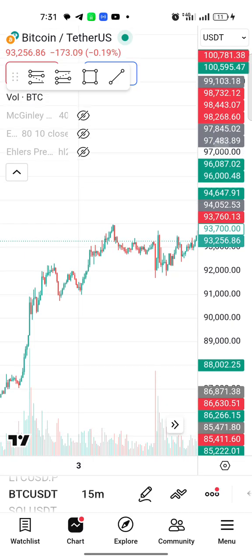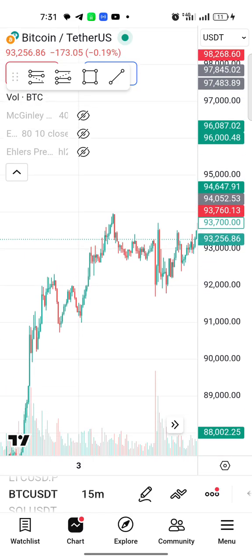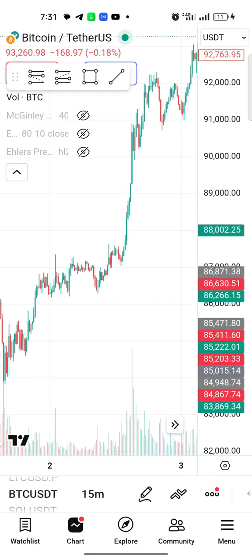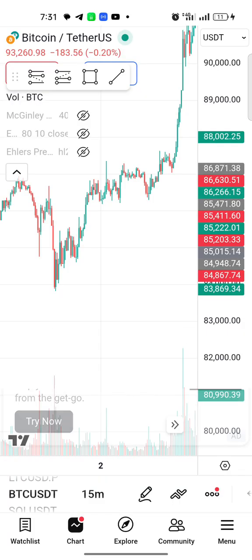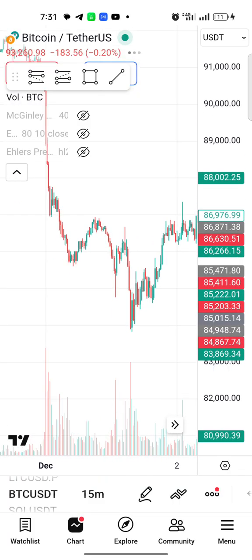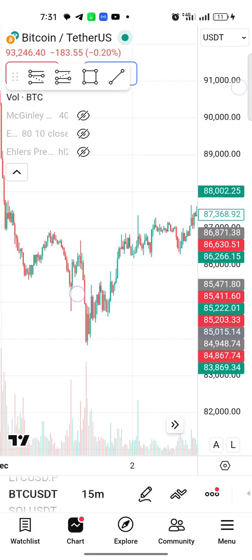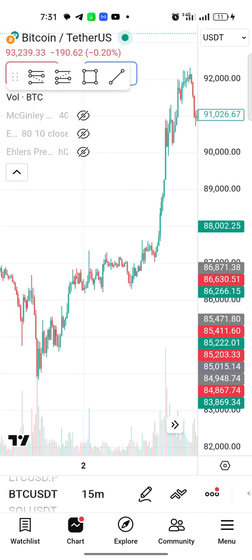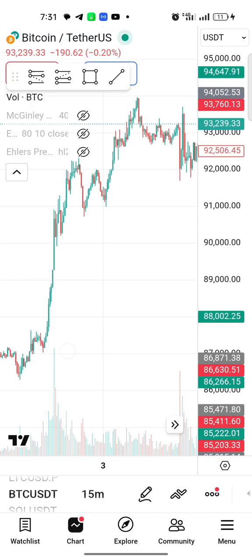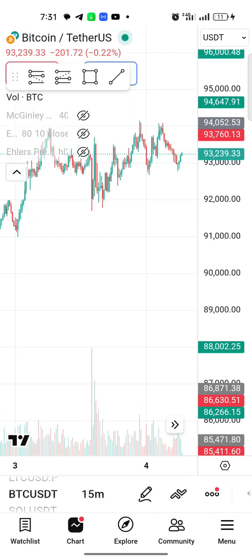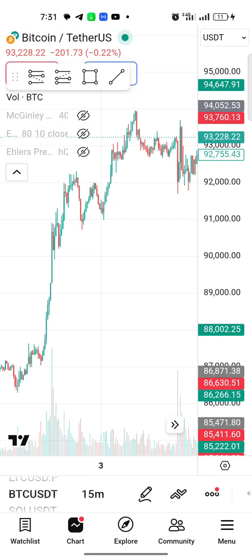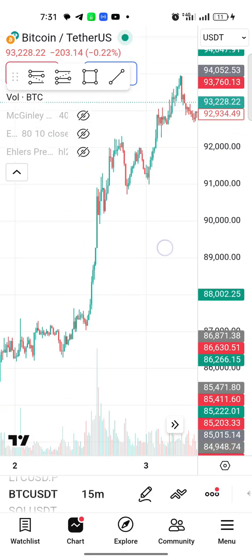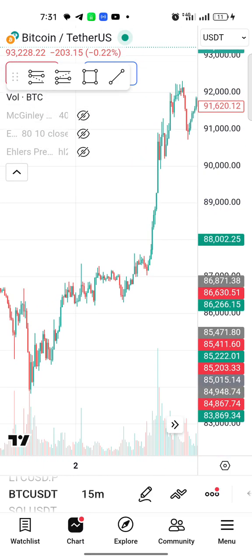This is the 15 minutes chart. I'm just going to look for a setup that happened recently. So what do we see here? We are seeing the market having higher highs, right? The market keeps breaking structure to the upside.